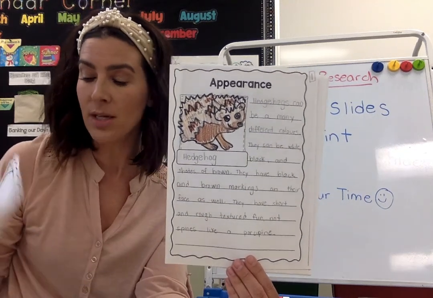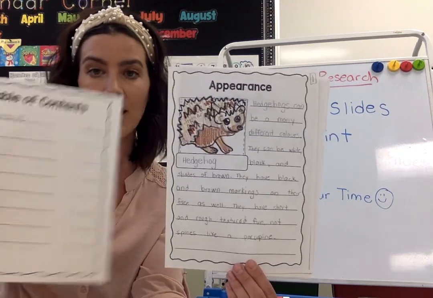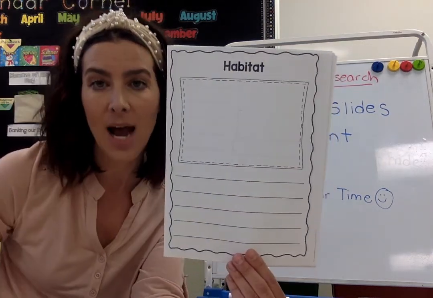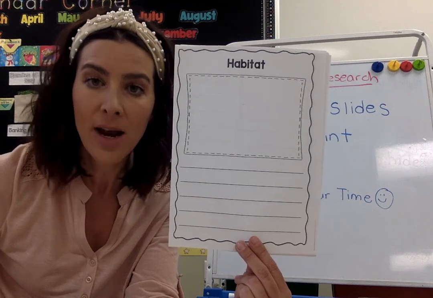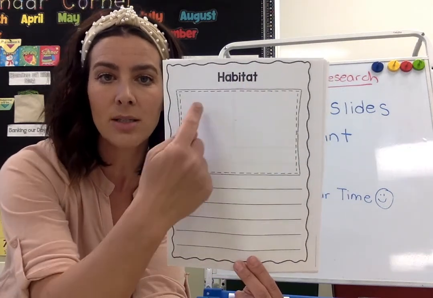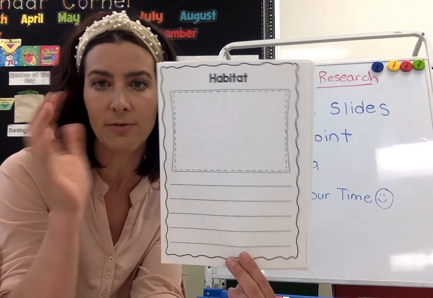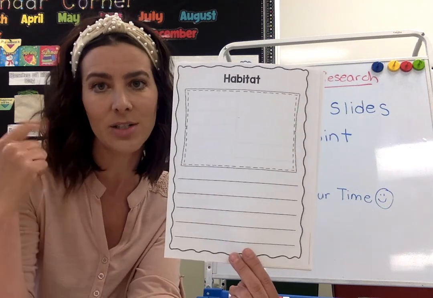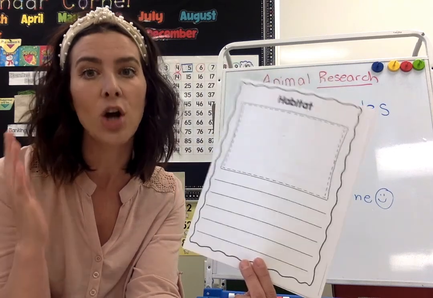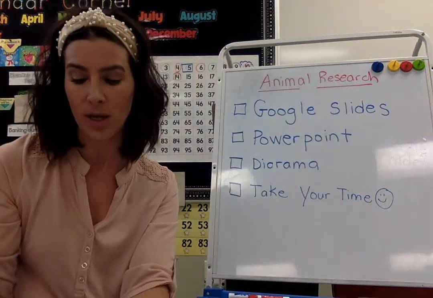Then in my table of contents, I would go back and my page 2 would then be habitat. Where do they live? Where can I find them? Now I know they live in lots of different places. Maybe I'm going to separate this box and show and label all the different places they could live. Deserts, suburban homes, that they like to build burrows and nests. There are so many different ways you can do this.